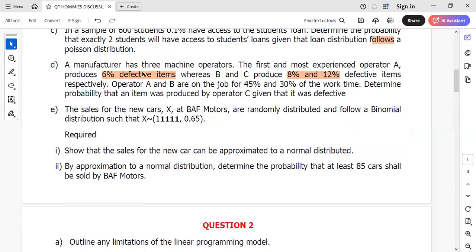Are you in a position to hear me? Yes. Okay.